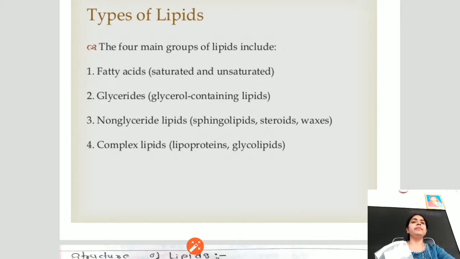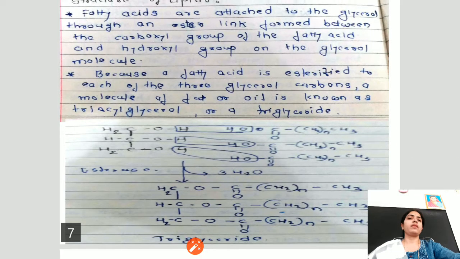Types of lipids: there are four main types. First, the fatty acid, which may be saturated or unsaturated. Then glycerides, these are the glycerol containing lipids. Non-glycerides, these are the sphingolipids, steroids and waxes. Complex lipids, that is the lipoproteins, phospholipids and glycolipids.